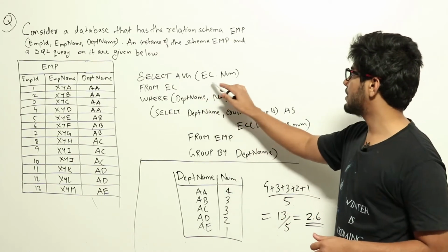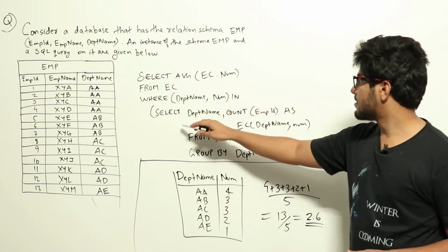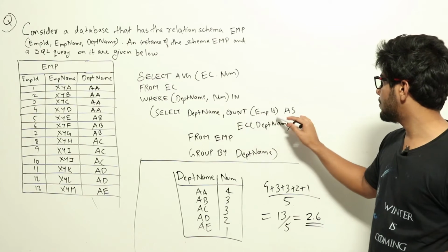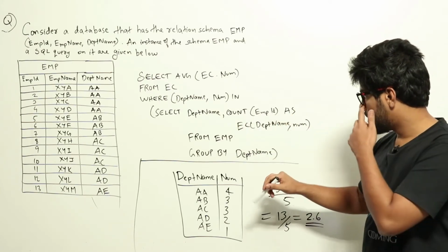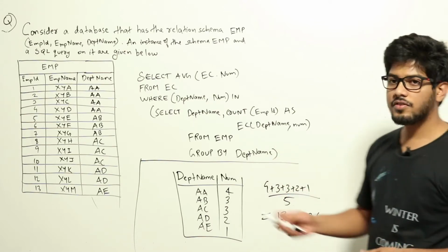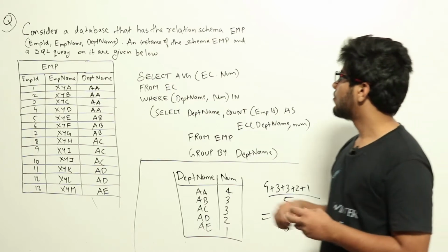Select average of EC.num from EC where (department name, num) in: select department name, count(EMP ID) as EC.department name num from EMP group by department name. So we have been given this table and this query on it, and they are asking what the output would be.